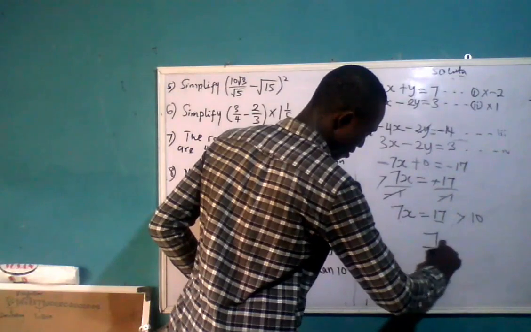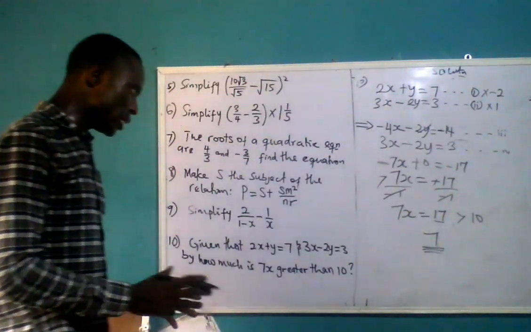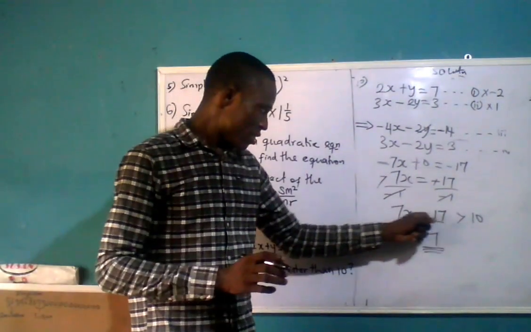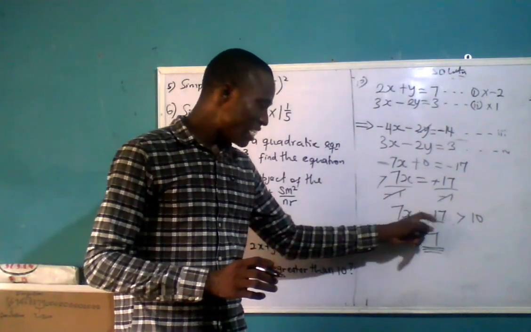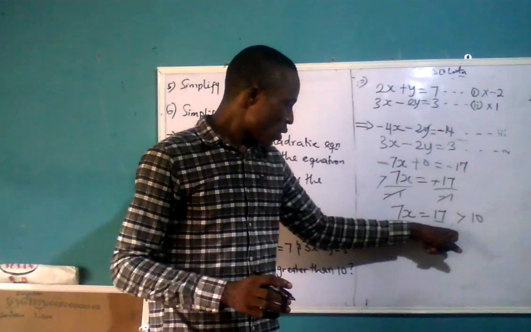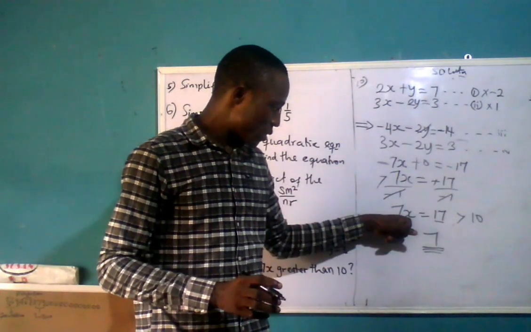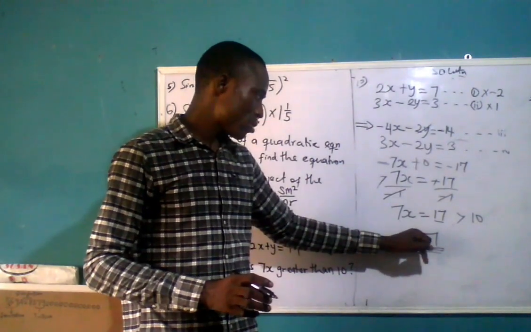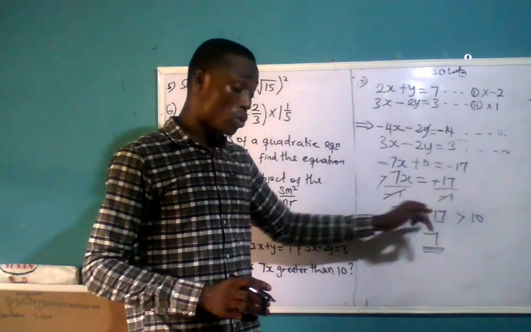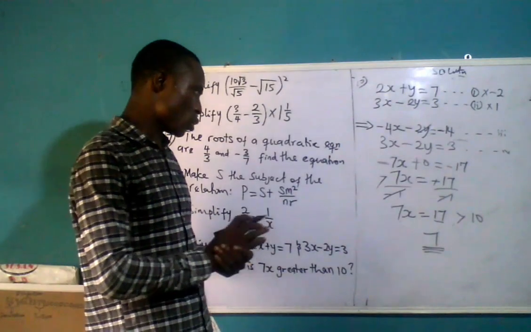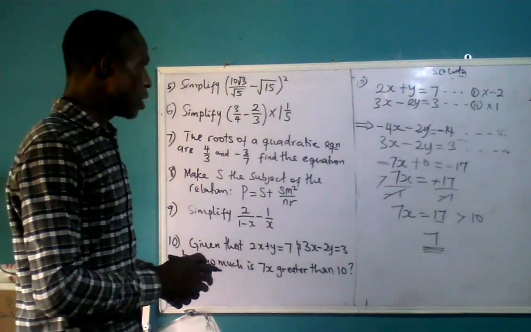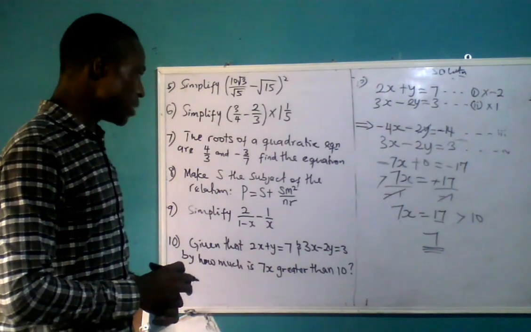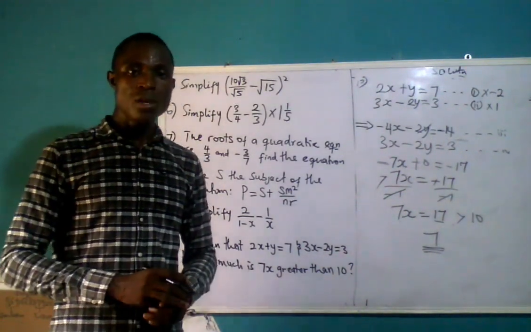The answer to this question is a little bit technical. You need to be very careful. We are not asked to find the value of 7x. We are asked to find how much the value of 7x is greater than 10, and it's greater than 10 by 7, since the value of 7x is equal to 17. I'm taking time to explain this so you are careful to pick the correct option. And this ends this particular video.